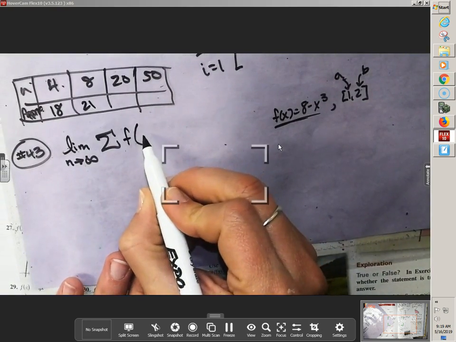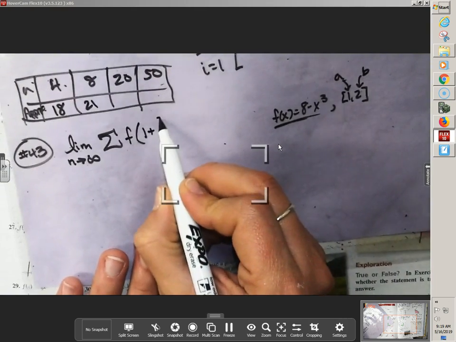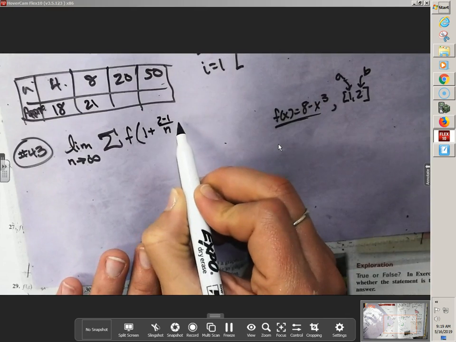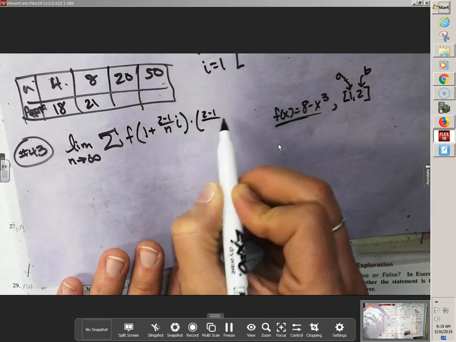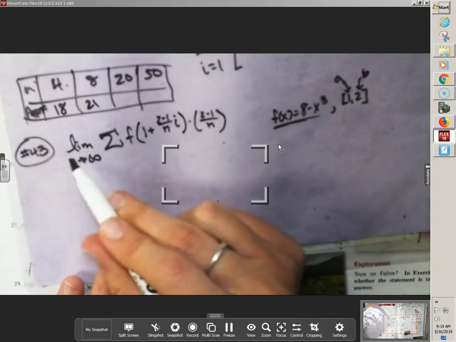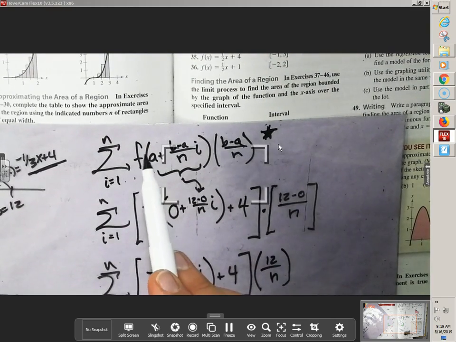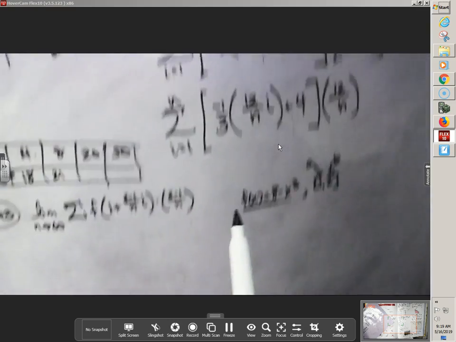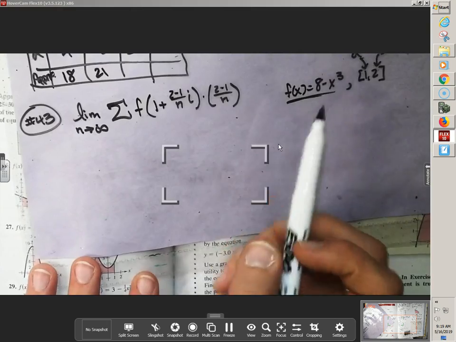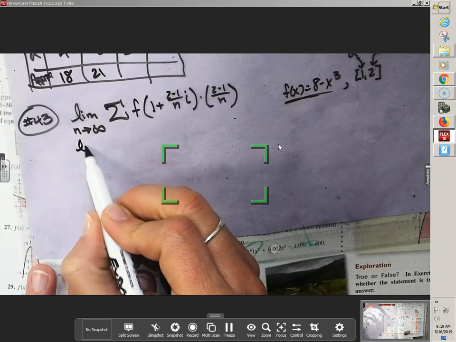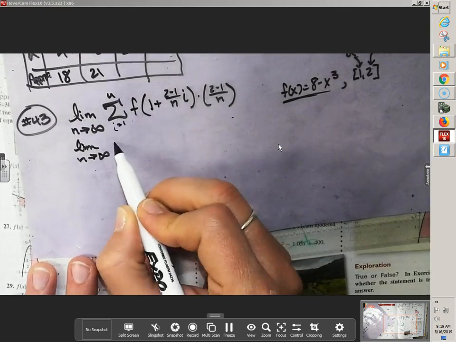So when I go to plug into my formula, a is going to be a plus, 2 minus 1 all over n times i, all times b minus a, 2 minus 1, all over n. I'm plugging in right now to this formula I put a star by just a second ago, because now I have a new a and a new b. All that I have left to plug in is my f. He's my last piece. So I'm going to say this is equal to the limit as n goes to infinity, i equals 1 to n.